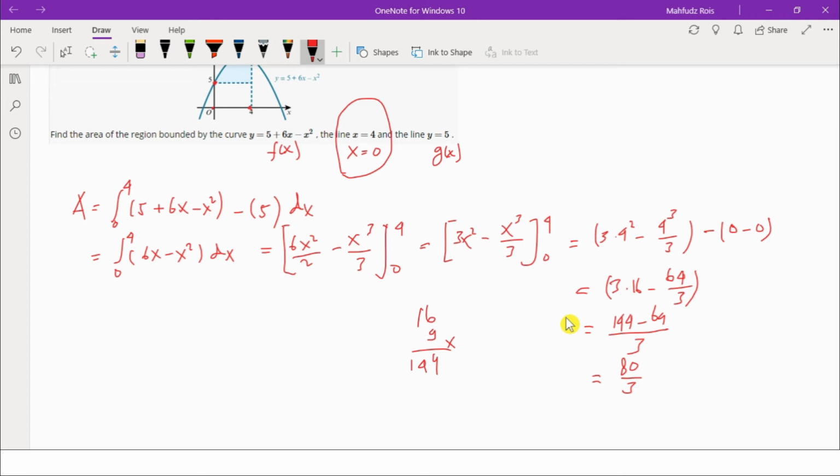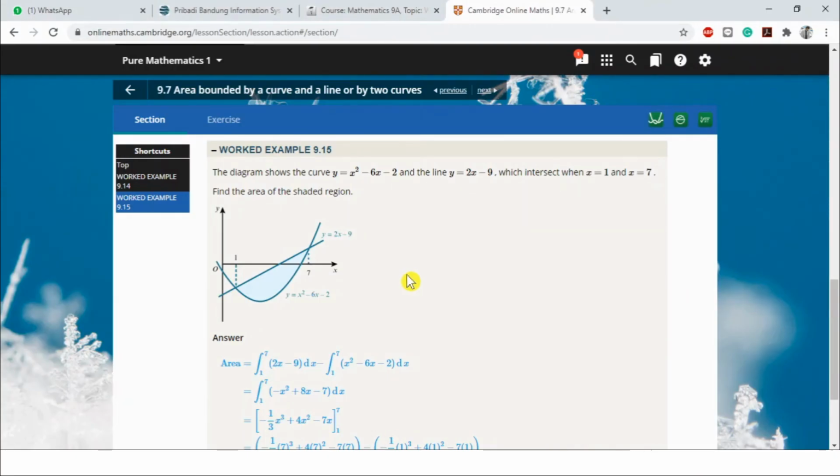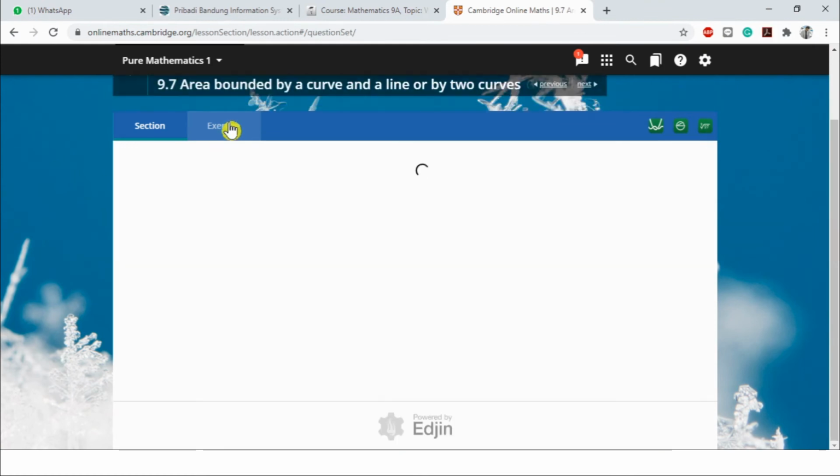Okay, so the area is 80 over 3 unit square. Okay, so this is how we can find it. Let's check the answer from this. Actually, I take it from this website.